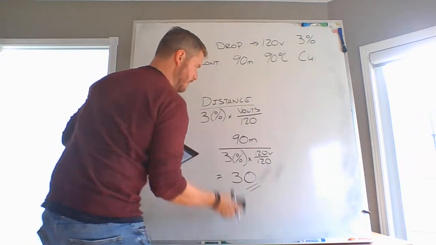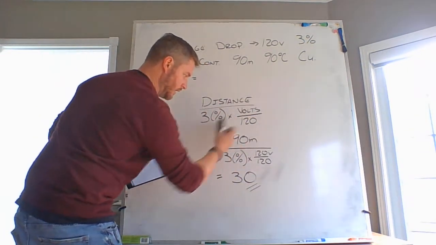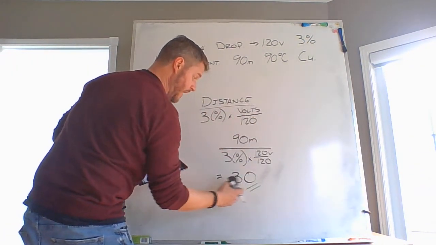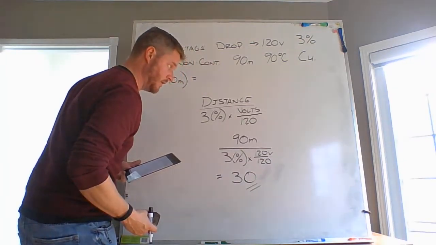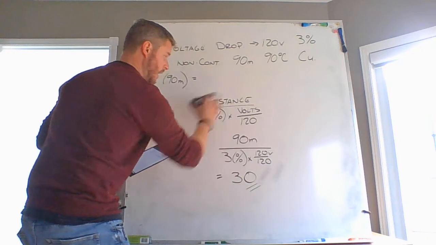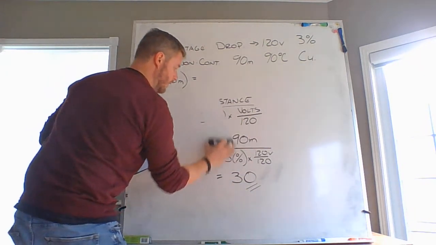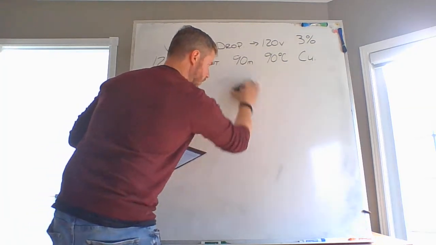Okay, so maybe pause right now and record that value. Record that calculation to come up to our approximate. That 30 is an approximate. 30 is the approximate that we're looking for.